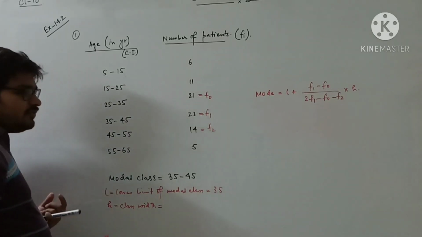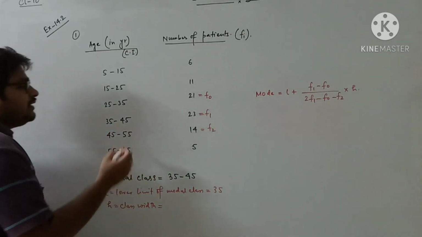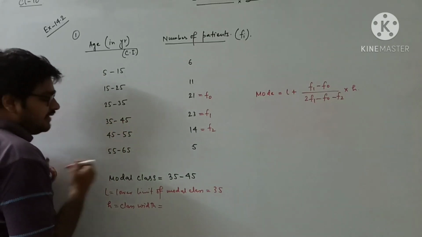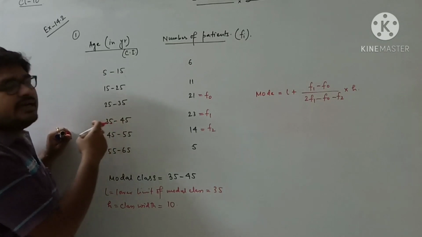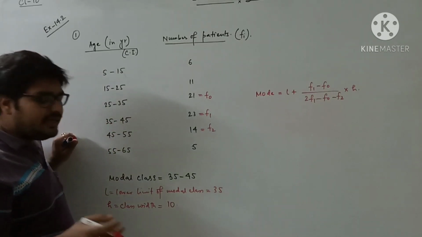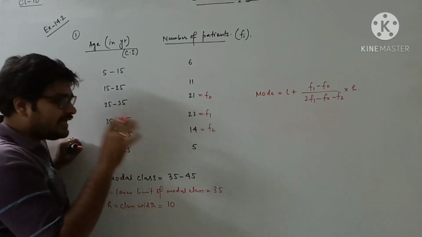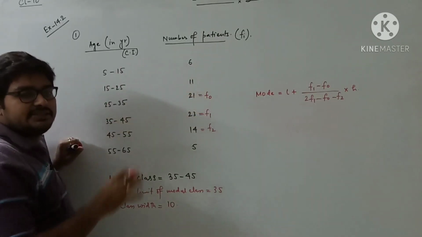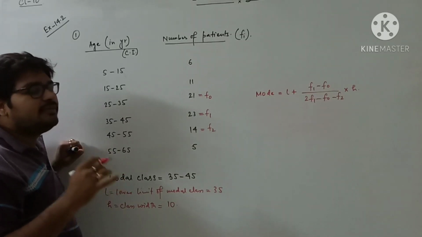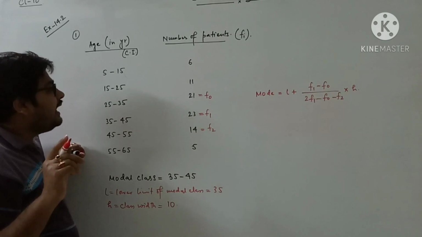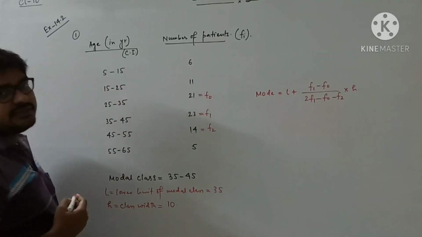As the class width is the modal class width, I should choose from the modal class only: 45 minus 35. So what is the answer? 10. Upper class limit minus lower class limit for a particular class gives the class width. But do remember this class width h is the width of the modal class. And if the classes are discontinuous, you have to make the classes continuous first.